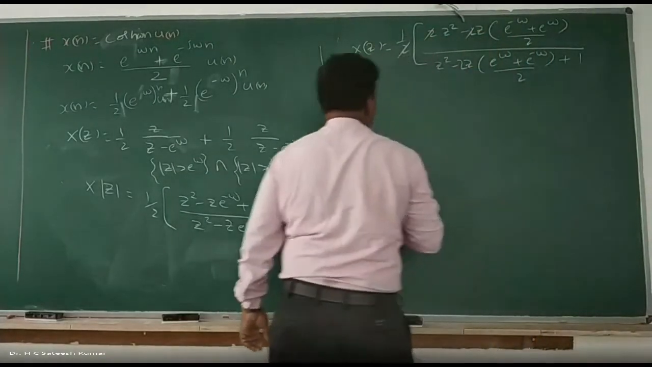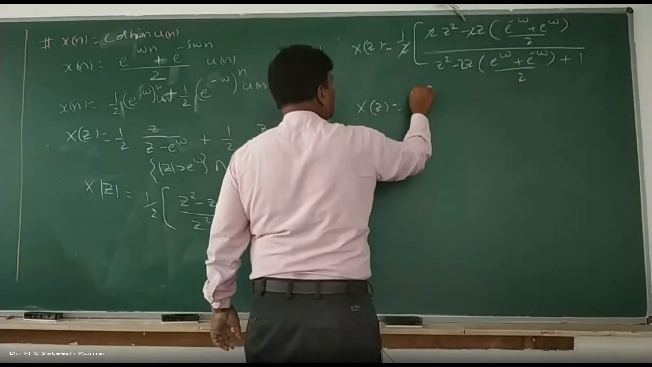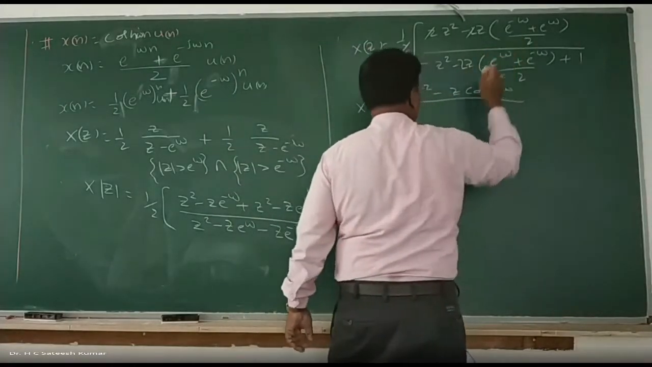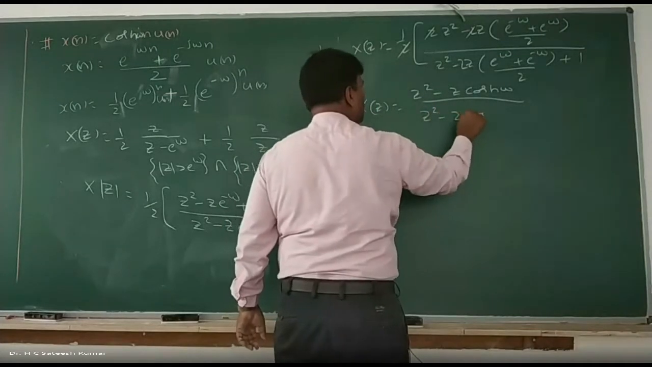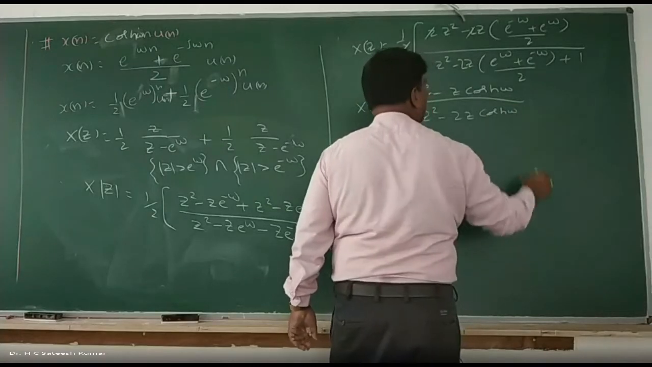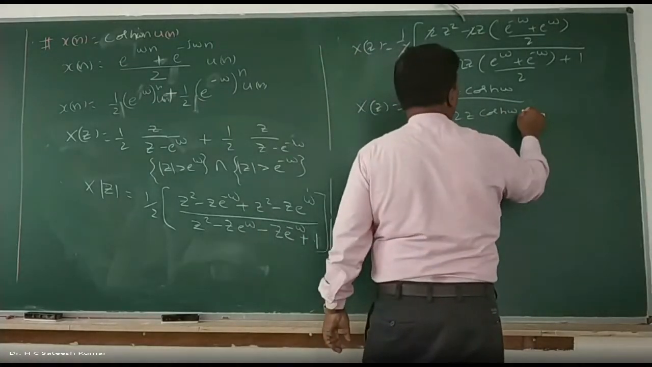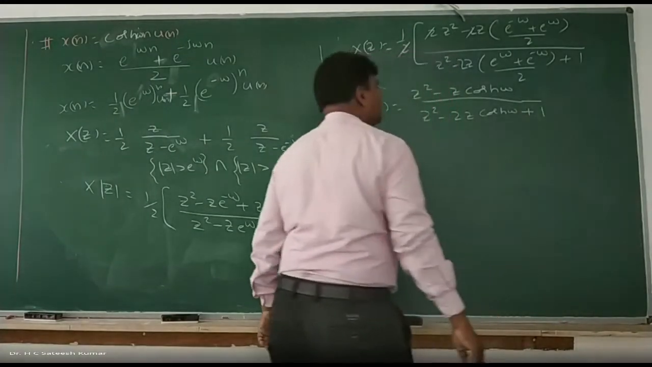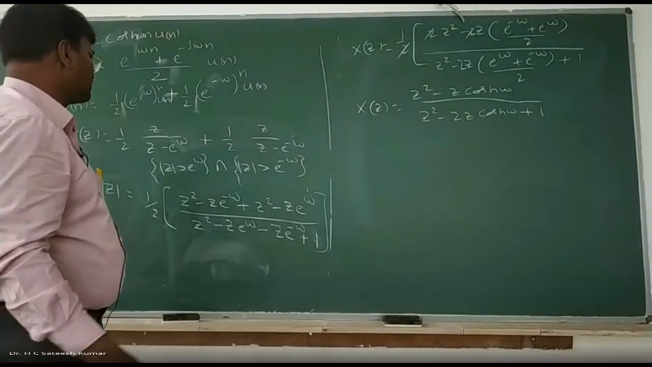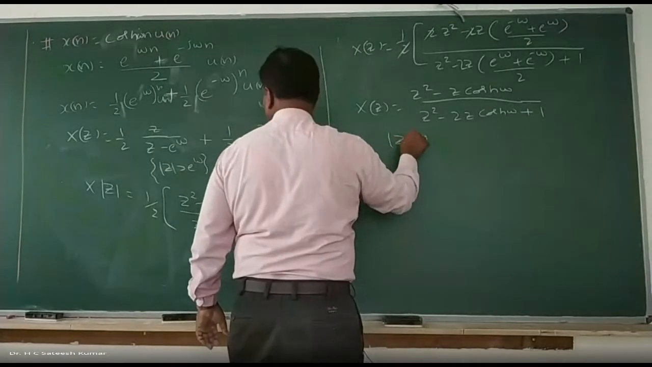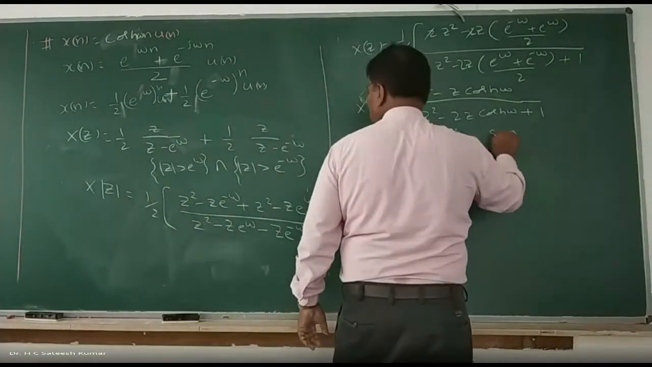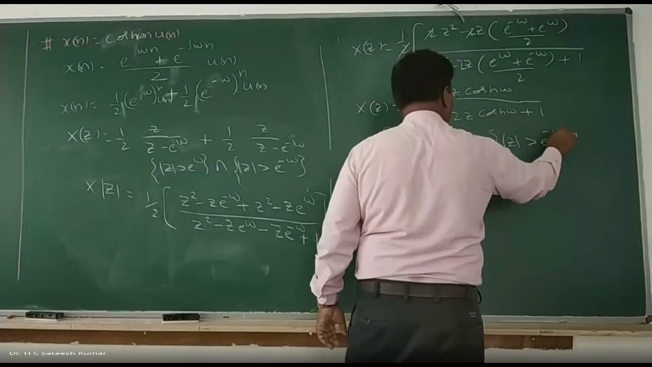This 2 you take common and cancel it, and X(z) is equal to z square minus z cos hyperbolic omega, since this term becomes cos hyperbolic omega, divided by z square minus 2z cos hyperbolic omega plus 1, you will get it, right? And ROC is what? ROC is the combination of these two, right? So it is the intersection: mod z greater than e to the power of omega, with mod z greater than e to the power of minus omega.